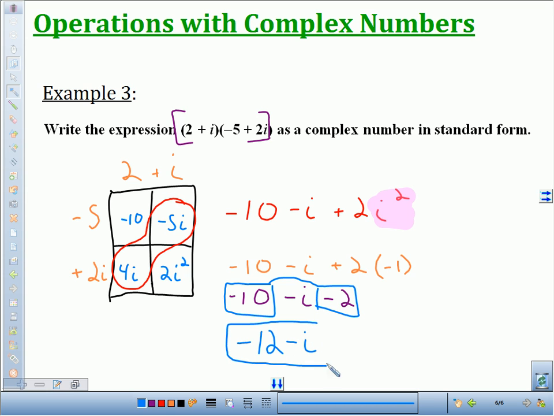Notice I put the i term last. Again, the complex numbers are always written with the real part first, the imaginary part second. So when I multiply these things together, I should end up with a single imaginary term, not a string of imaginary terms, because this last term here is always going to end up just being negative, right? Because the i squared is negative. And that's going to be consistent across every single problem that we do when we multiply.